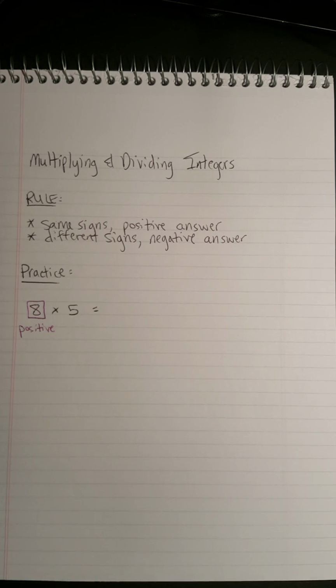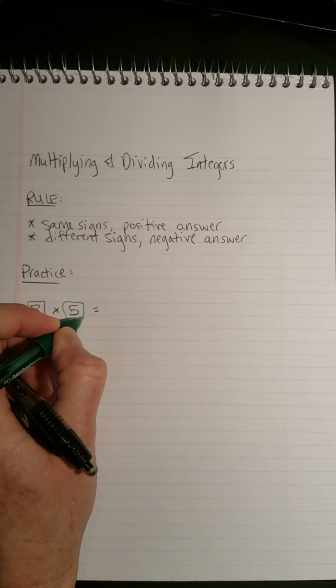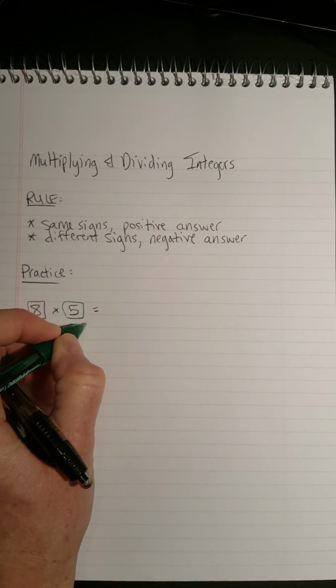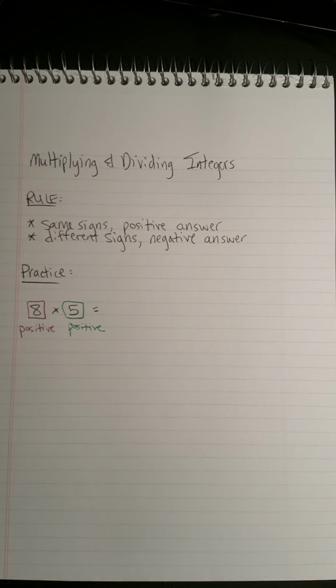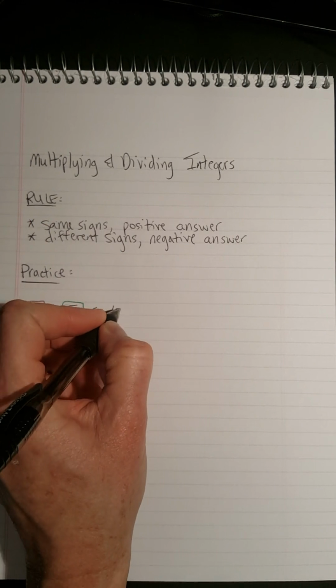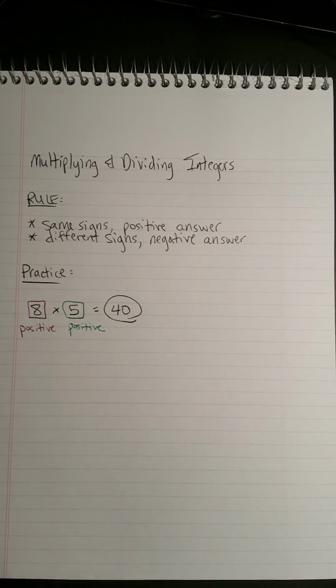Okay, so 8 is positive. This 5 here is also positive. The rule says that if they're the same signs, we have a positive answer. So they're both positive, and 8 times 5 is 40. That is a positive answer. Okay, let's try another one.